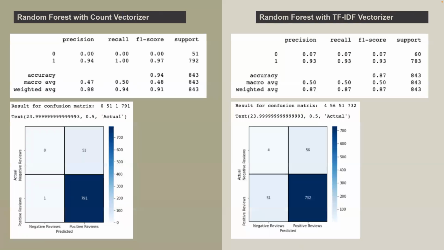Moving to the next, the last model I tested is random forest. Comparing the two vectorizers, the accuracy score for count vectorizer is 94%. For TF-IDF, it got the lowest, 87%. When we look at the confusion matrix, neither is ideal, but TF-IDF is slightly better because it does have a very small number in true negative. But the false positive and false negative numbers are high, which makes the accuracy low.